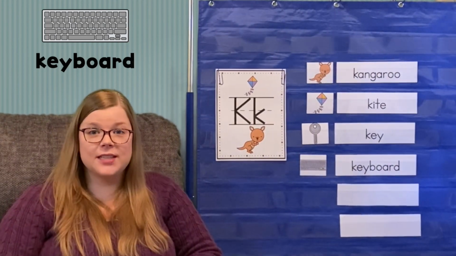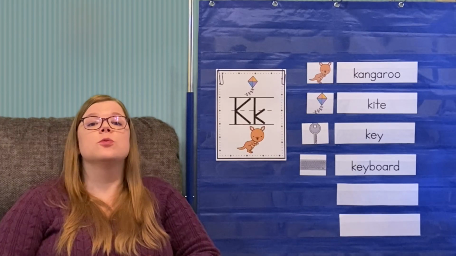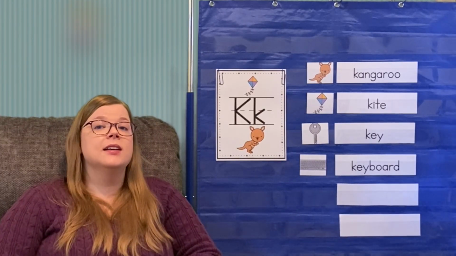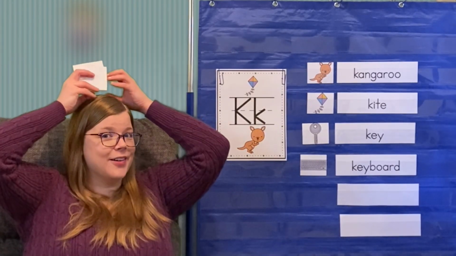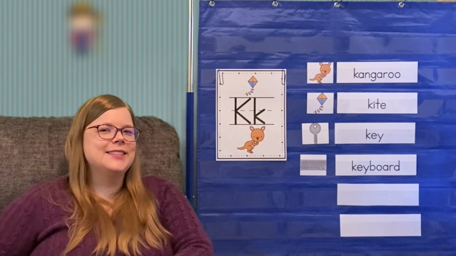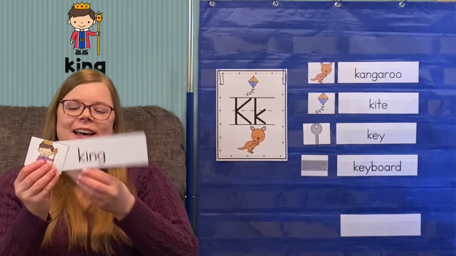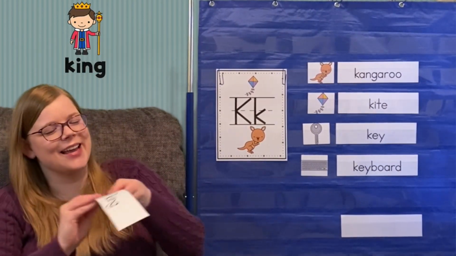Our next word that starts with K. Some countries have this person as their ruler, and he sometimes wears a crown. Starts with the letter K. It's a king. K, k, king starts with K.